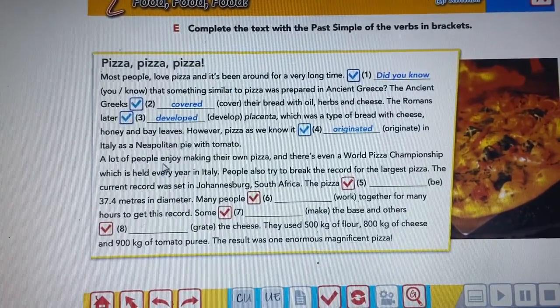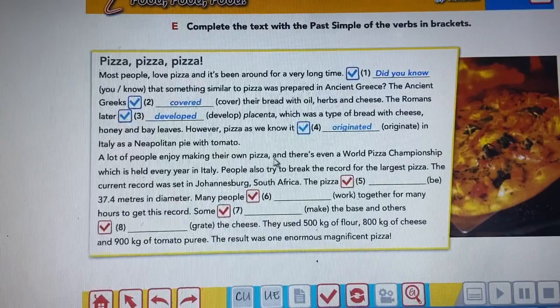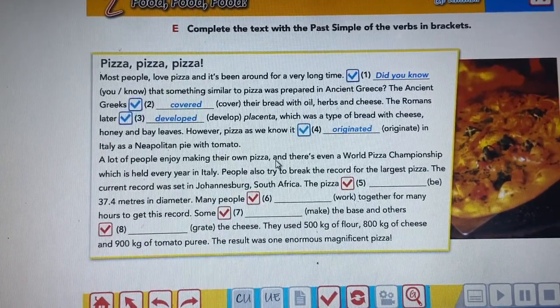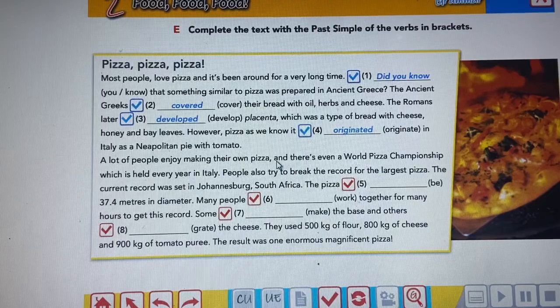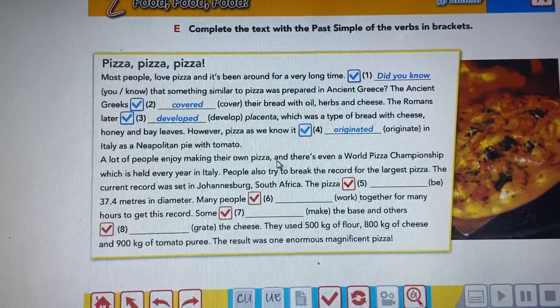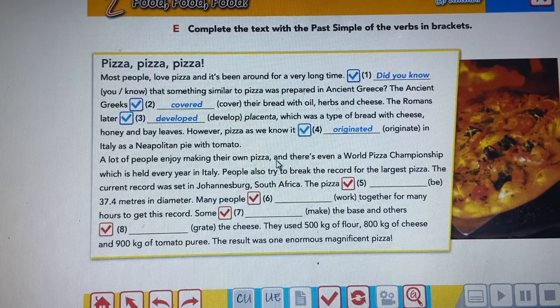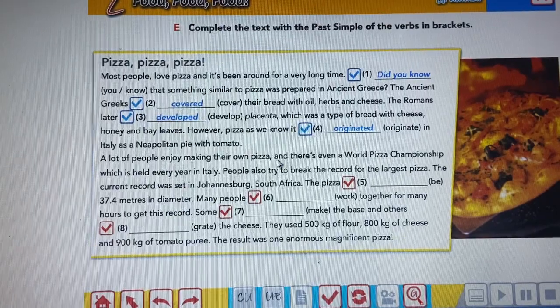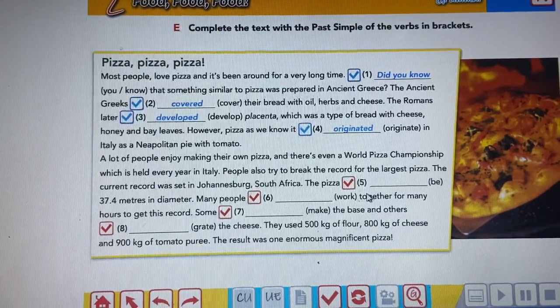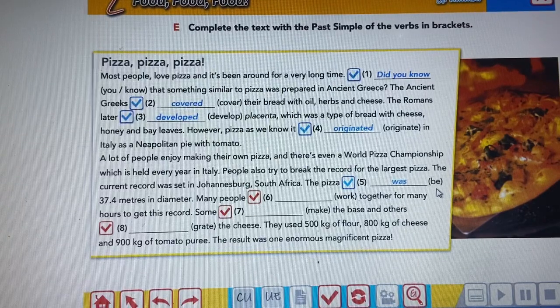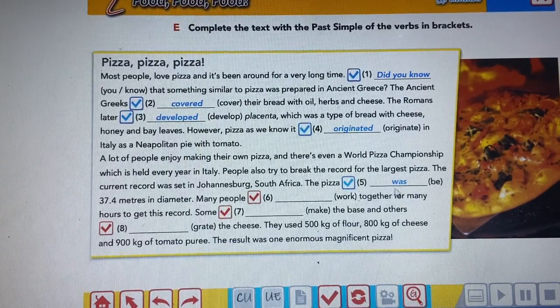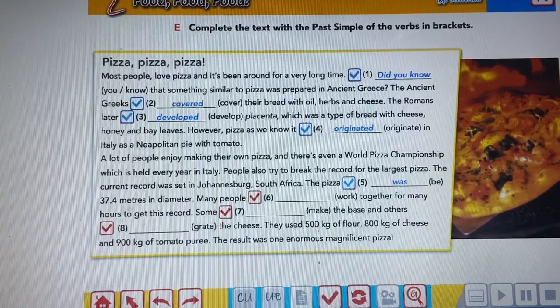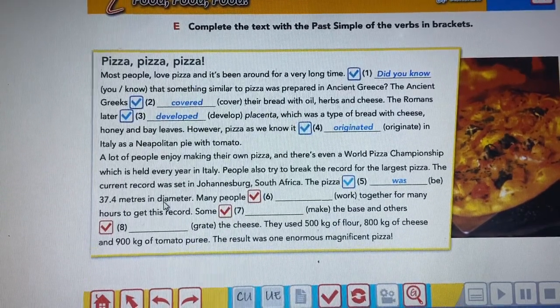A lot of people enjoy making their own pizza, and there is even a World Pizza Championship, which is held every year in Italy. People also try to break the record for the largest pizza. The current record was set in Johannesburg, South Africa. The pizza, we're going to use "was," the past form of be, and pizza is singular, that's why we used "was." The pizza was 37.4 meters in diameter.